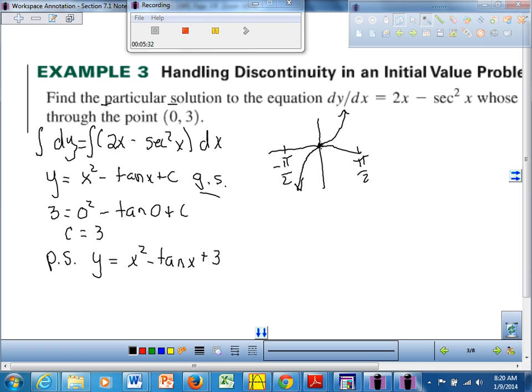So that means our particular solution, we say that it's pinned in at the point (0, 3), and it's pinned down for all of its continuous parts. Well, it is not going to be continuous jumping over pi over 2 or negative pi over 2. So we need a domain restriction. Does the point (0, 3) fall between negative pi over 2 and pi over 2? Yeah. So our domain restriction then would be between negative pi over 2 and pi over 2.